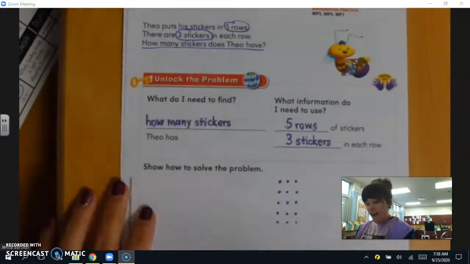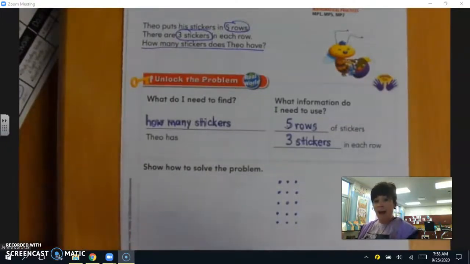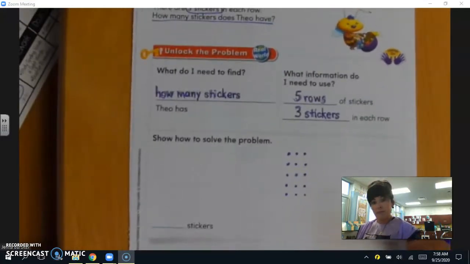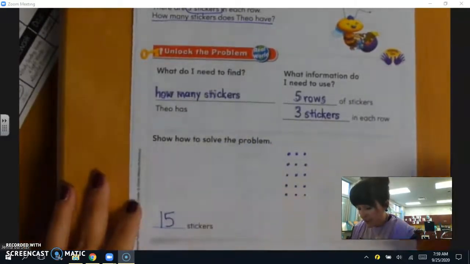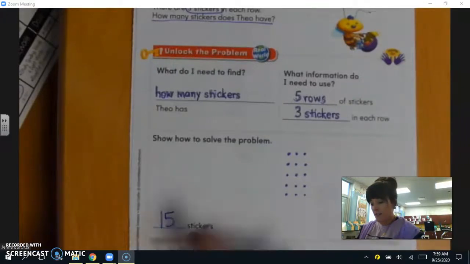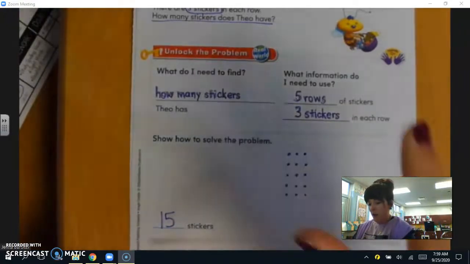And now I'm going to count them, okay? So go ahead and count them. How many stickers are there? 15. Hopefully you counted 15 stickers. If any of you are already kind of working on multiplication, this is a multiplication problem. 5 times 3 equals 15. Okay? But for the rest of us, we're just counting today. All right? Okay, so that's the first one.